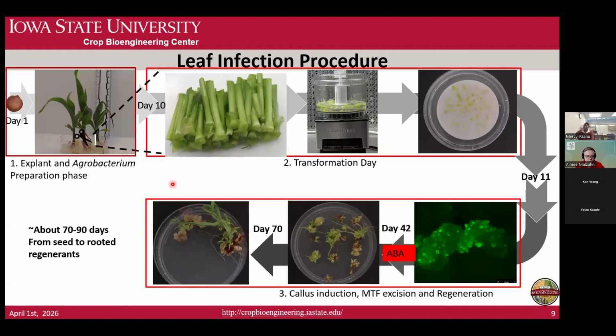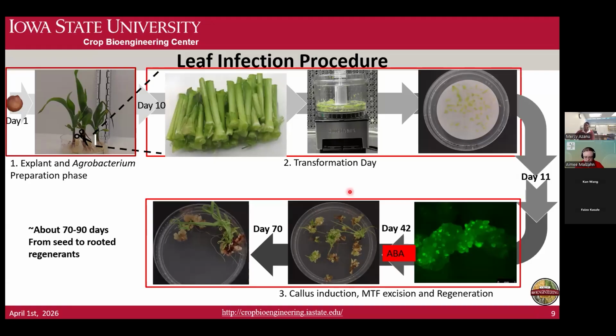So the leaf infection procedure in today's presentation is divided into 3 major parts. Like I mentioned, we have the explant and Agrobacterium preparation phase. Those are the things you do before the day of transformation. And then we have the transformation day, where you harvest your explants, combine them with your Agrobacterium carrying the T-DNA binary vector, and then perform the transformation. And following that, we have the callus induction, so somatic embryogenesis, the ABA step, which is where you get rid of your morphogenic transcription factors, and then the regeneration step.